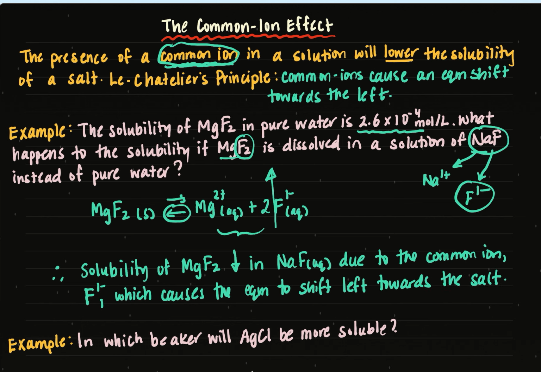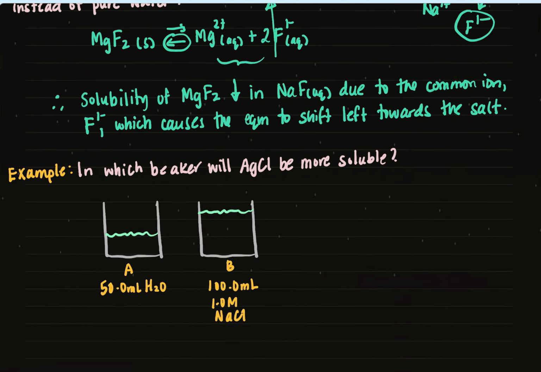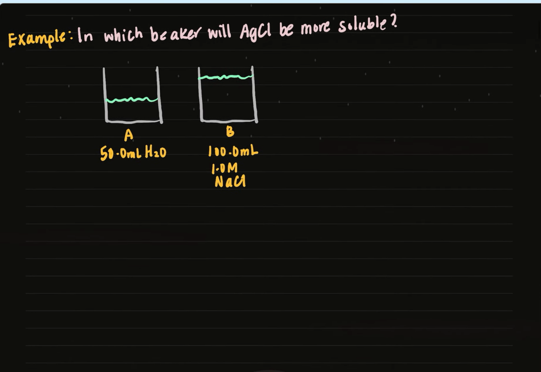Okay, that's how we tackle a problem like that. I think a really good tip is to always write down the dissociation equation to help you identify the ions and to visualize it. So let's try a more difficult problem. Here's one more example. In which beaker will AgCl be more soluble?